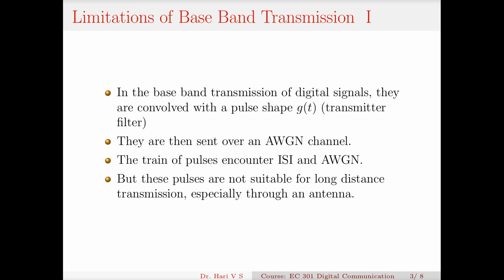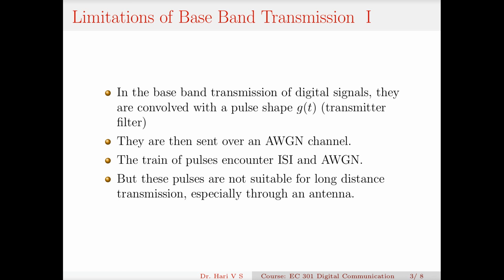Then if I look at the limitations of baseband transmission, you can see that in the baseband transmission of digital signals, they are convolved with a pulse shape GT, that is a transmitter filter. They are then sent over an AWGN channel. You know why the communication channel is Gaussian, white, additive, etc. We discussed in the previous sessions. And the train of pulses encounter both ISI, the intersymbol interference, and AWGN.